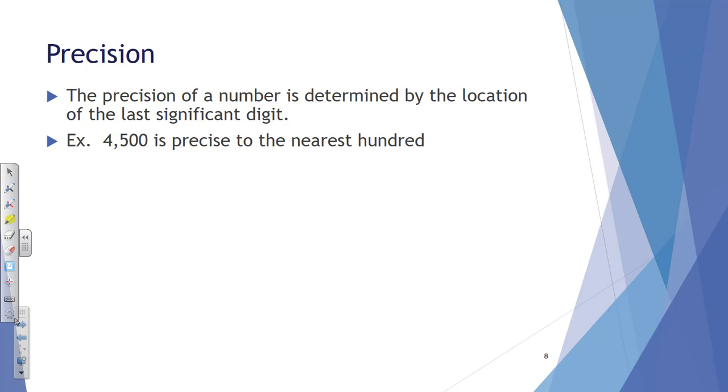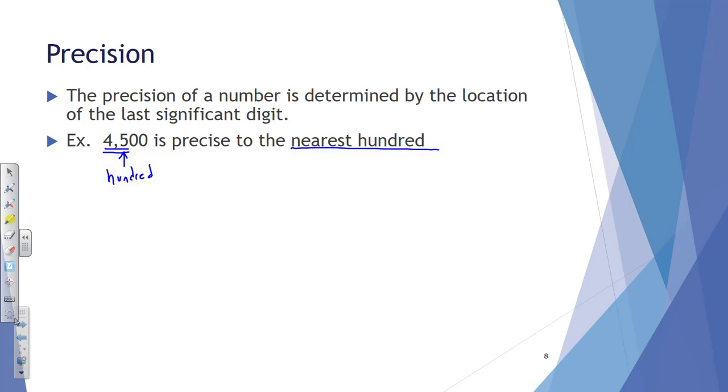But where is the last significant digit? Well, 4 and 5 are the 2 significant digits here. The zeros are not. And the last sigdig occurs in the hundreds place. And so we would say that this number is precise to the nearest 100. Another way to say that is this number was probably rounded off at the nearest 100.